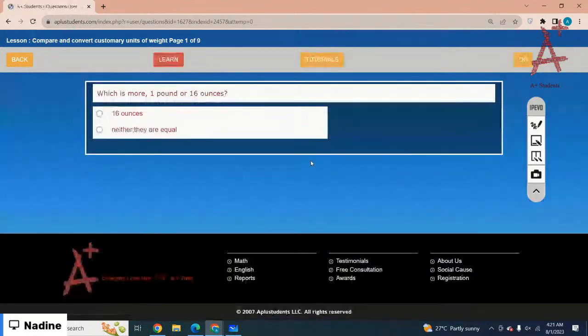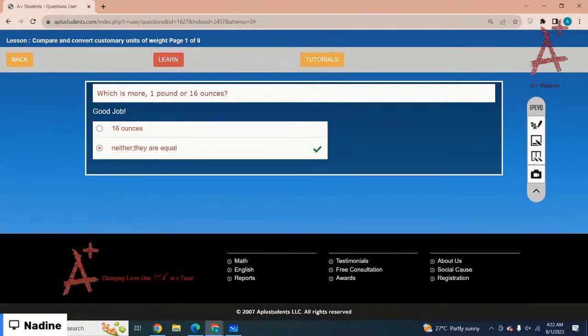Okay, which is more, 1 pound or 16 ounces? Which is the correct option? 1 pound equals 16 ounces. So they are equal, right? The correct option is they are equal because in 1 pound you have 16 ounces.